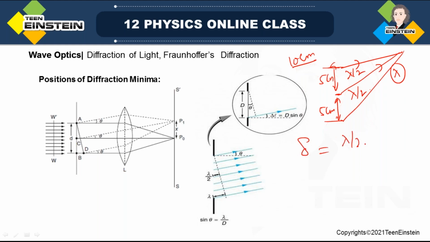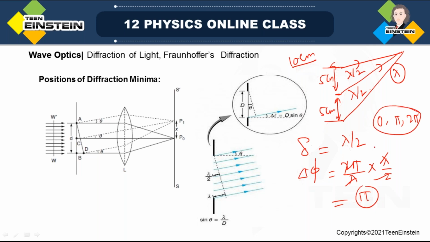If lambda by 2 is the path difference, what will be the phase difference? Phase difference will be 2 pi by lambda into lambda by 2. Lambda goes off, and 2 goes off, so you will get pi. So you should get odd pi. Zero, 2 pi, 3 pi, this will be constructive interference, but let us say this is okay.